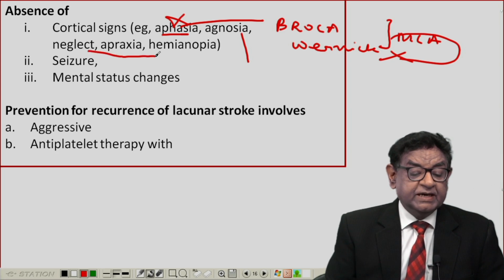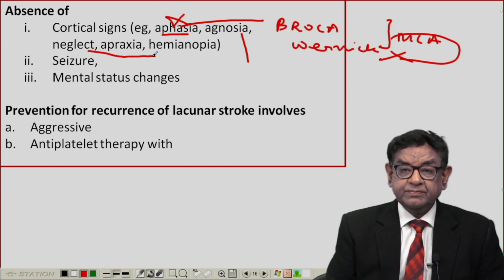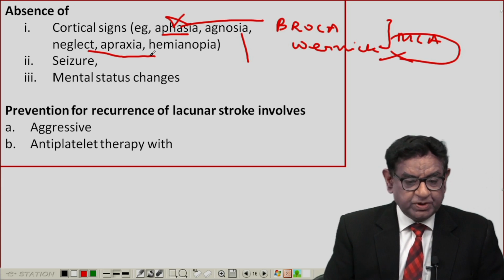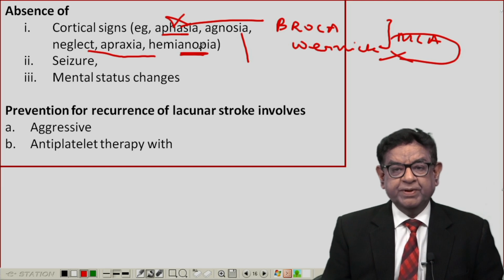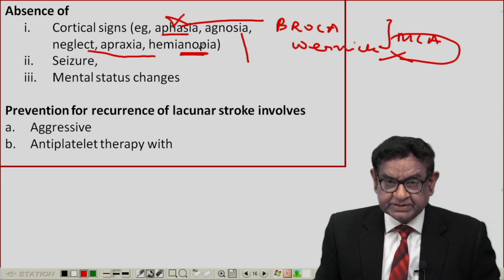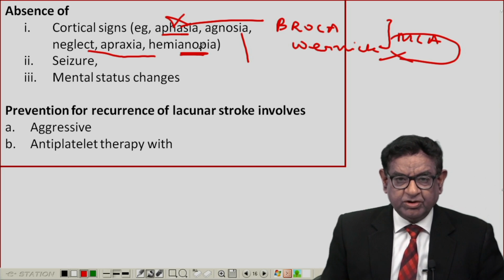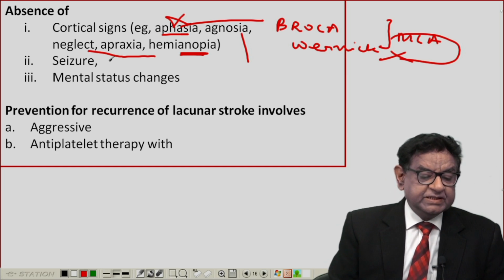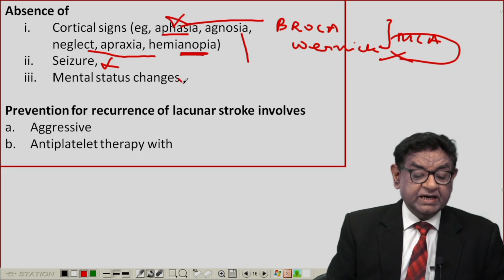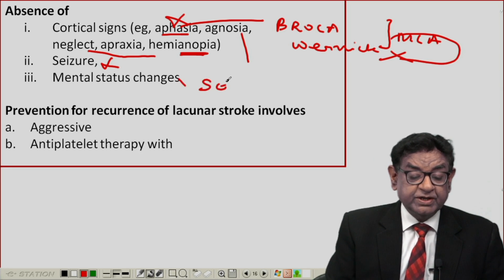Neglect, apraxia, again seen in MCA infarct, in the involvement of the parietal lobe, not seen. And hemianopias are usually seen when there is involvement of a big artery like the posterior cerebral artery. This is again not seen in lacunar infarct. Seizures are not a feature. And mental state changes, that is altered sensorium, is not a feature.